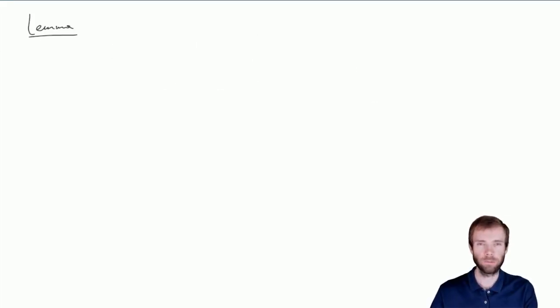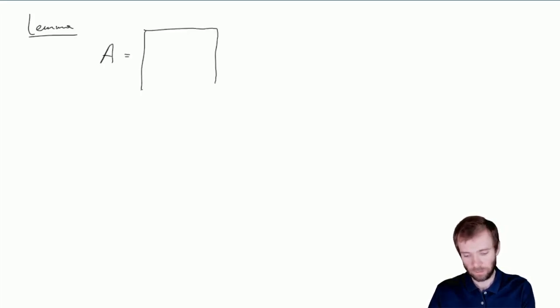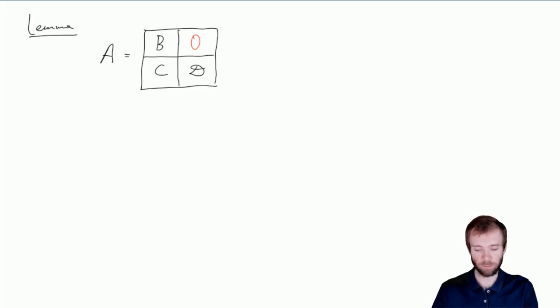The next result that we'll need is on inversion of a lower triangular matrix. So suppose that we have an invertible n by n lower triangular matrix A, and let's write it in a block form so that we have four blocks of order n over 2, which we will denote by B, C, D, and here we have an all-zero block if A is lower triangular. B and D are also invertible lower triangular matrices if A is an invertible lower triangular matrix.